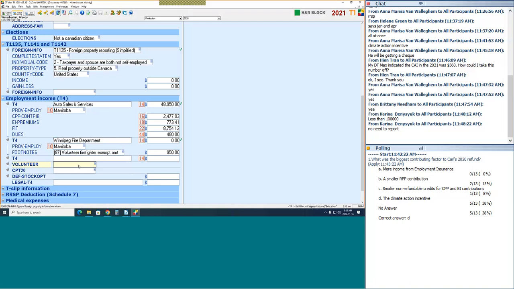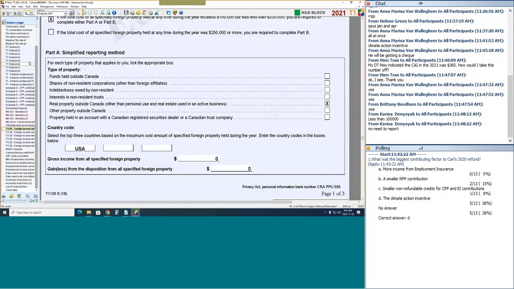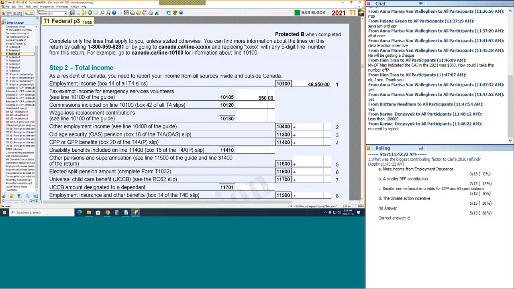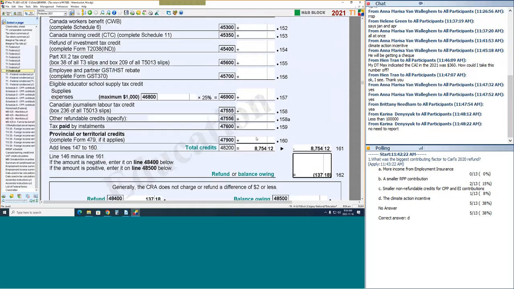Well, if you say volunteer, I have to now tell the computer that he didn't do 200 hours. If I make him not eligible, the computer will do all of the adjustments for me. So now you're going to notice that my employment income is less. And if I jump down to the bottom, you're going to notice my refund is significantly less than it was. So that would have reduced his refund quite a bit. So for example, he might say, well, I'm doing all this volunteer firefighting.